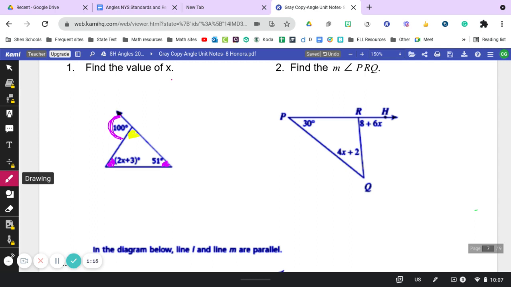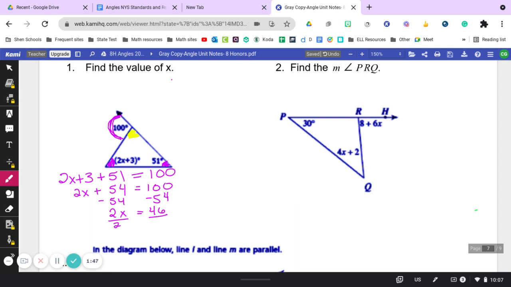There's no need. So the equation we're going to do is take that one angle, which is 2x plus 3. Notice I'm going to drop the parentheses once I write it. And then the second angle, which is 51. Those are my two remote interior angles, and set it equal to 100 degrees. Now when I combine like terms, I get 2x plus 54 equals 100. I'm going to subtract 54 from both sides to get 2x equals 46. I'm going to divide each side by 2, and x equals 23.